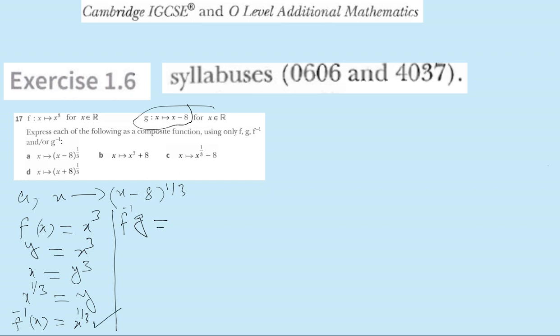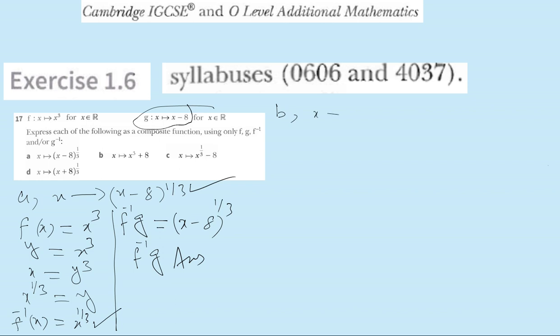So this is your f inverse x. Replace this x by the whole g, that is x minus 8, and the whole power in f inverse x is 1 upon 3. Now clearly you can see x mapped to x minus 8 to the power 1 upon 3 is f inverse g. So the answer of part A is f inverse g. Hope you understand. Come to part B.